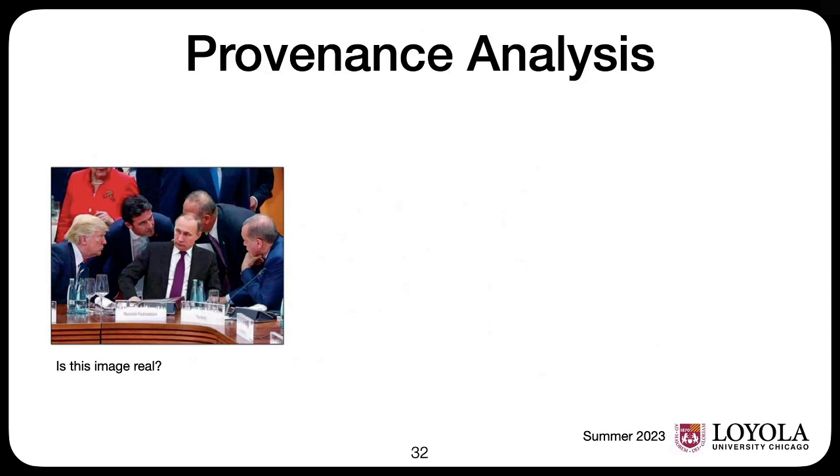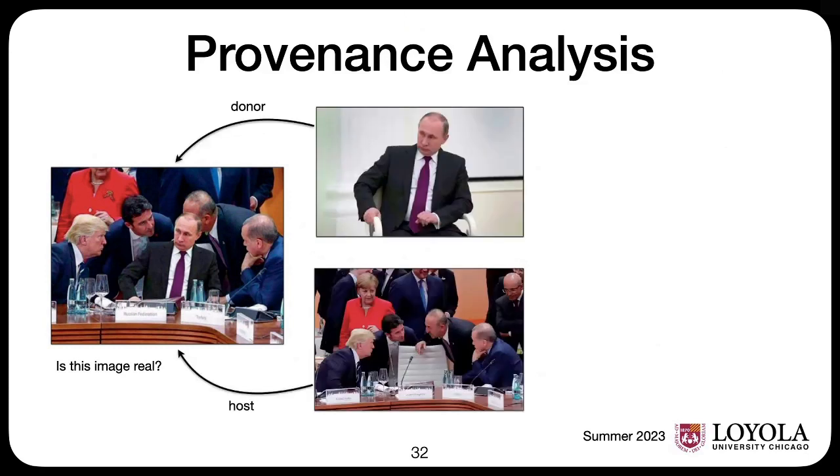So here you have a classic example, now it's been out there for 5 years, where you have this supposed meeting of the UN, and it's portraying Putin in the center, and other leaders paying attention to him as if he was powerful or important. And of course, when you use provenance analysis, you can find the other images that are the source of this one, which is a composition.